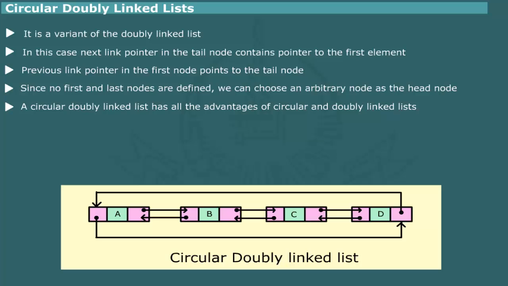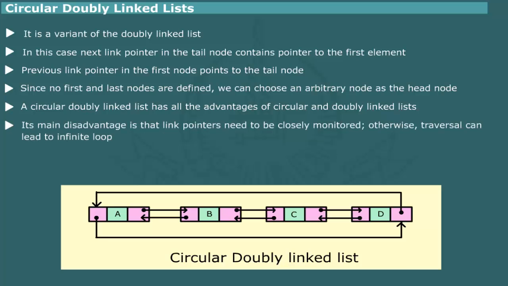A circular doubly linked list inherits all the advantages of a circular and doubly linked list. We can access the nodes from a given node. Further, we can traverse the list in forward and backward directions. The disadvantage is that the link pointers need to be closely monitored to avoid the risk of endless looping through the list.